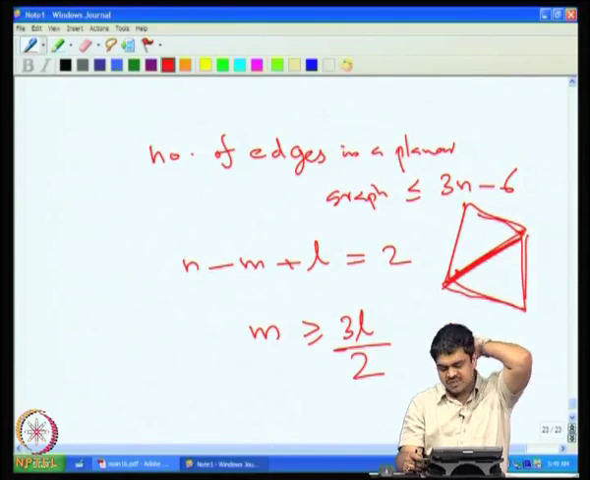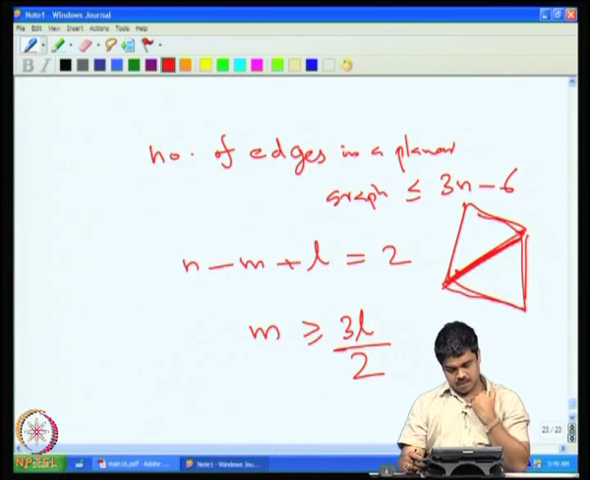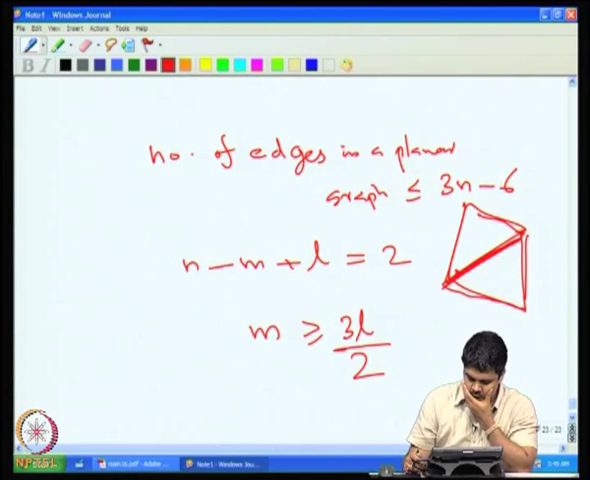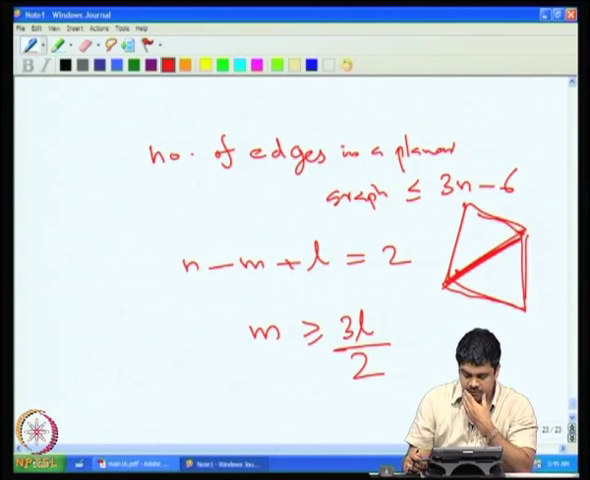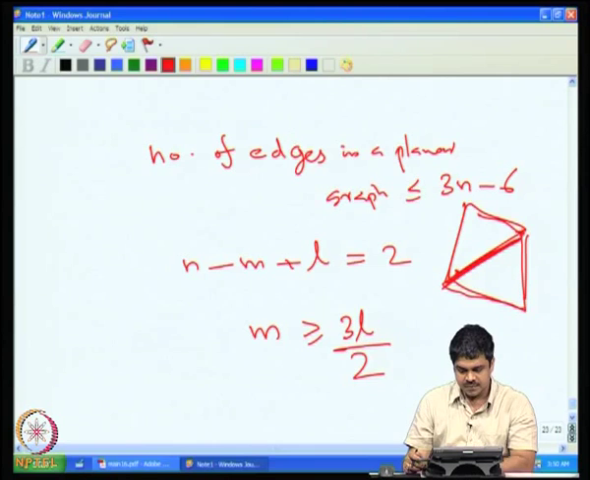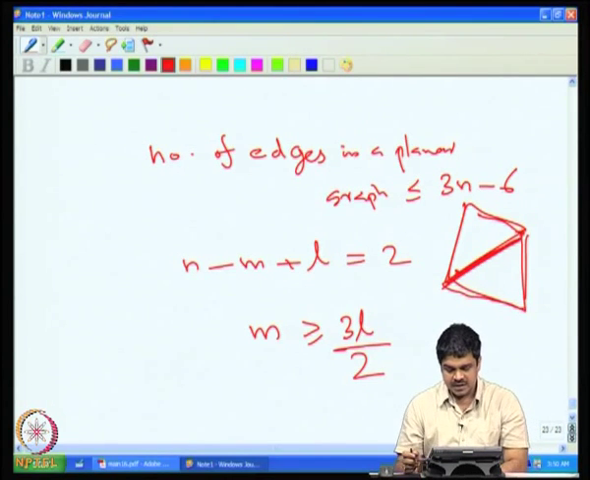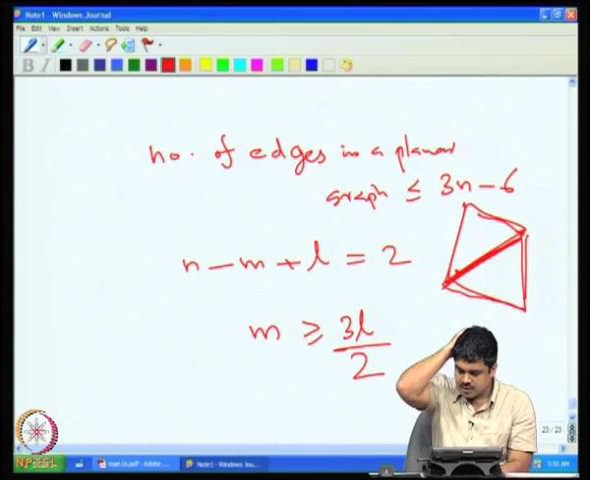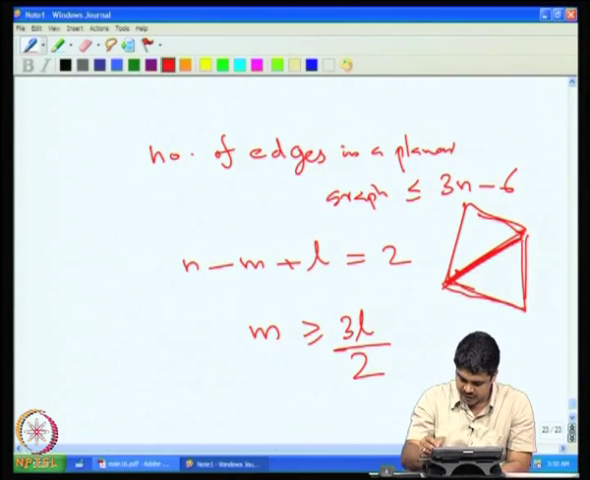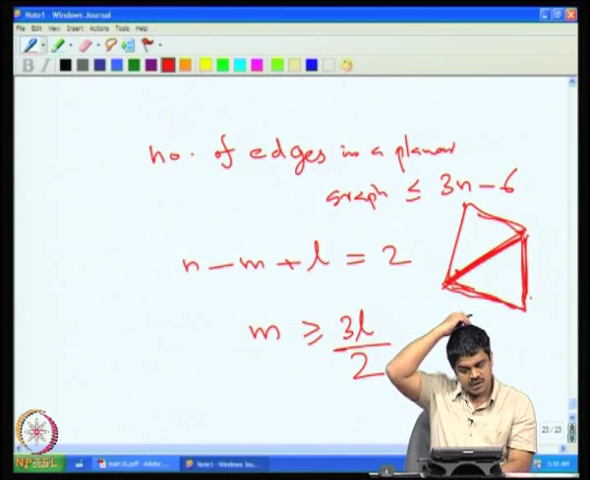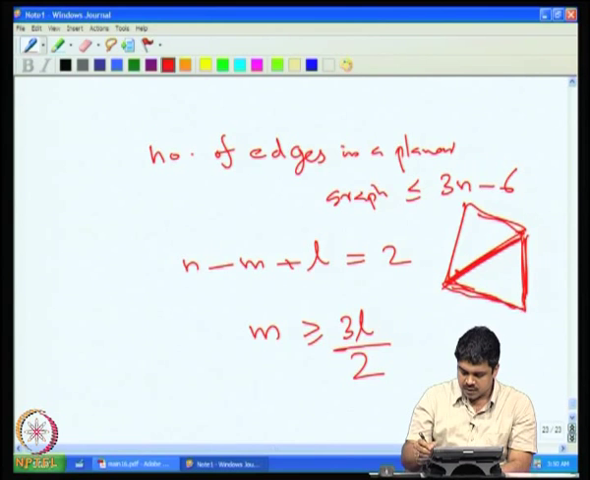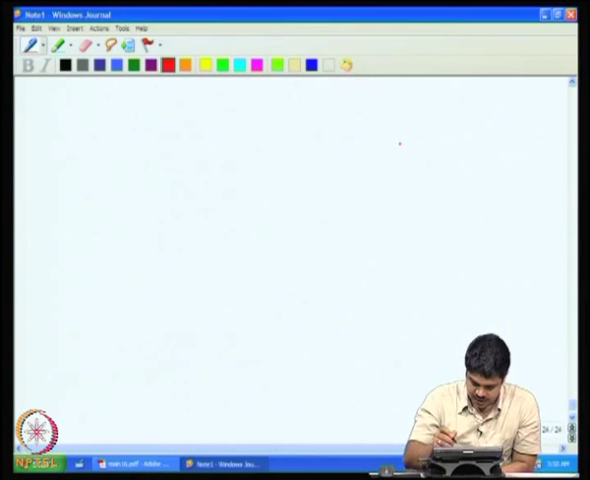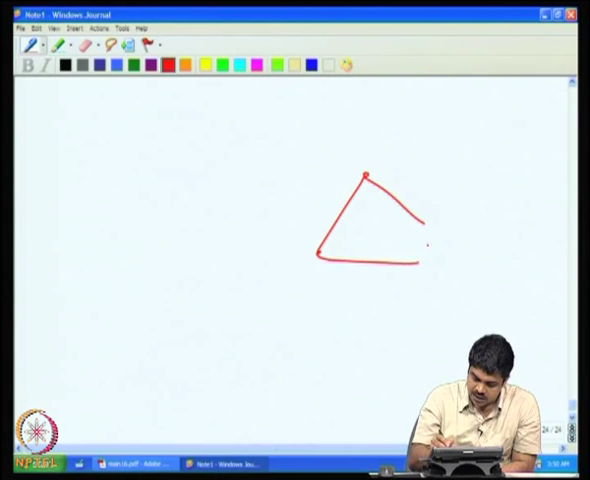So what we do is, initially, we can add edges so that it becomes maximal. You can easily see that it becomes triangulated, because if every face is not a triangle, then you could add one more edge.